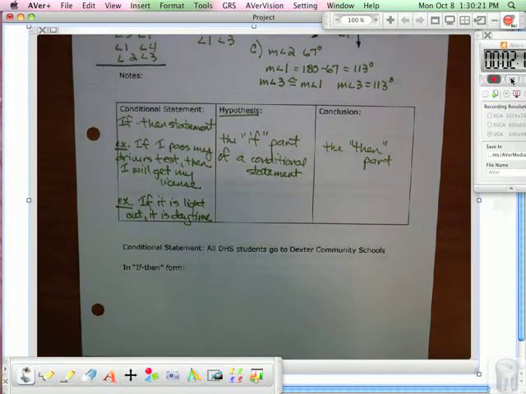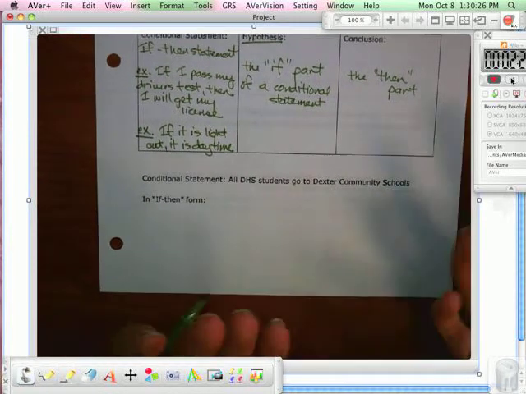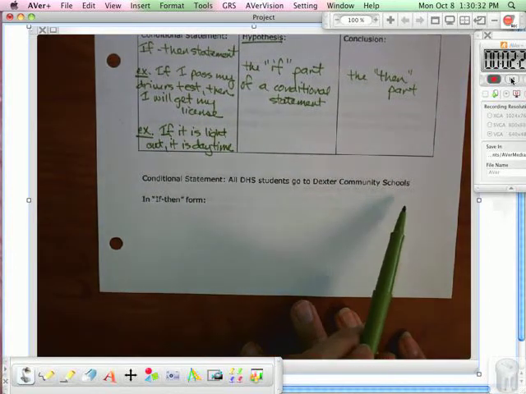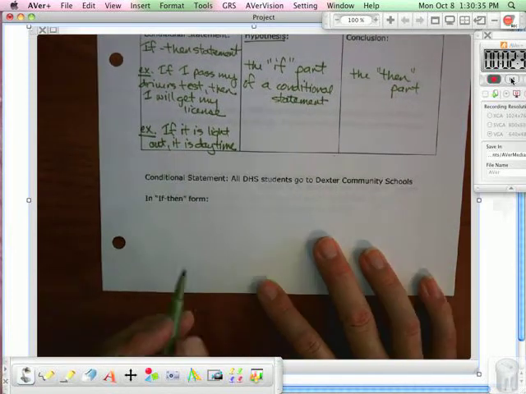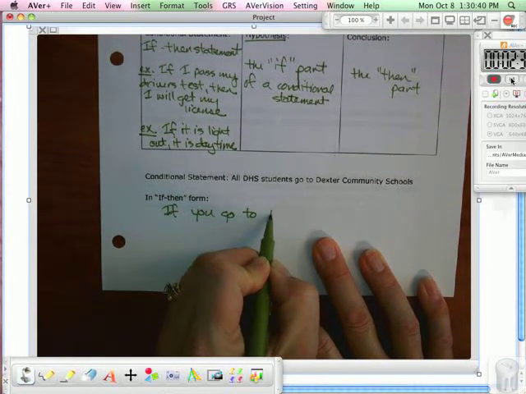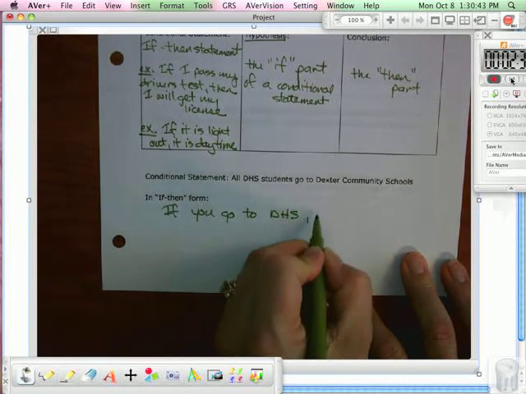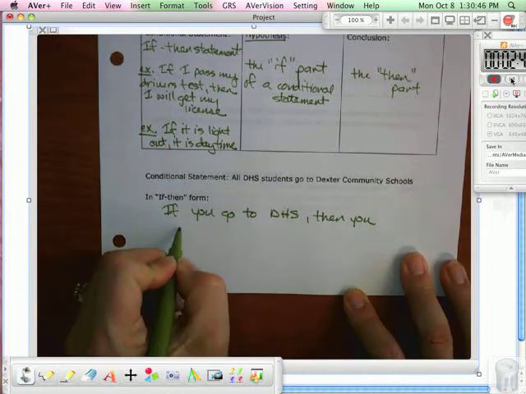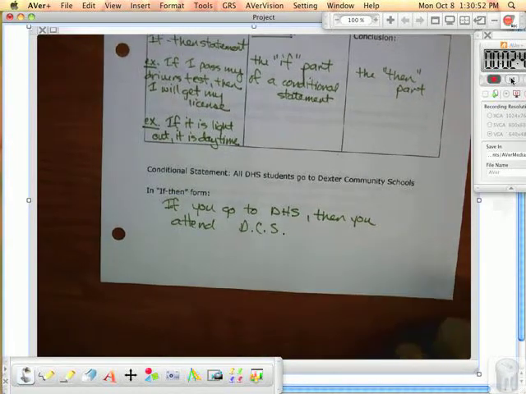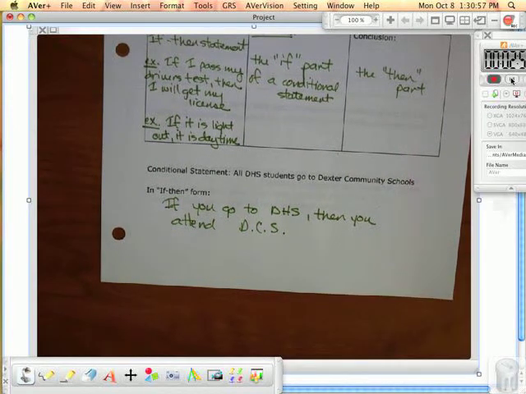Here's what you're going to be doing in some of your homework. You're going to be taking a statement and writing it as an if-then. So this says all DHS students go to Dexter Community Schools. I can make that into an if-then by saying if you go to DHS, then you attend DCS, Dexter Community Schools. Not too bad. Not too shabby, right?